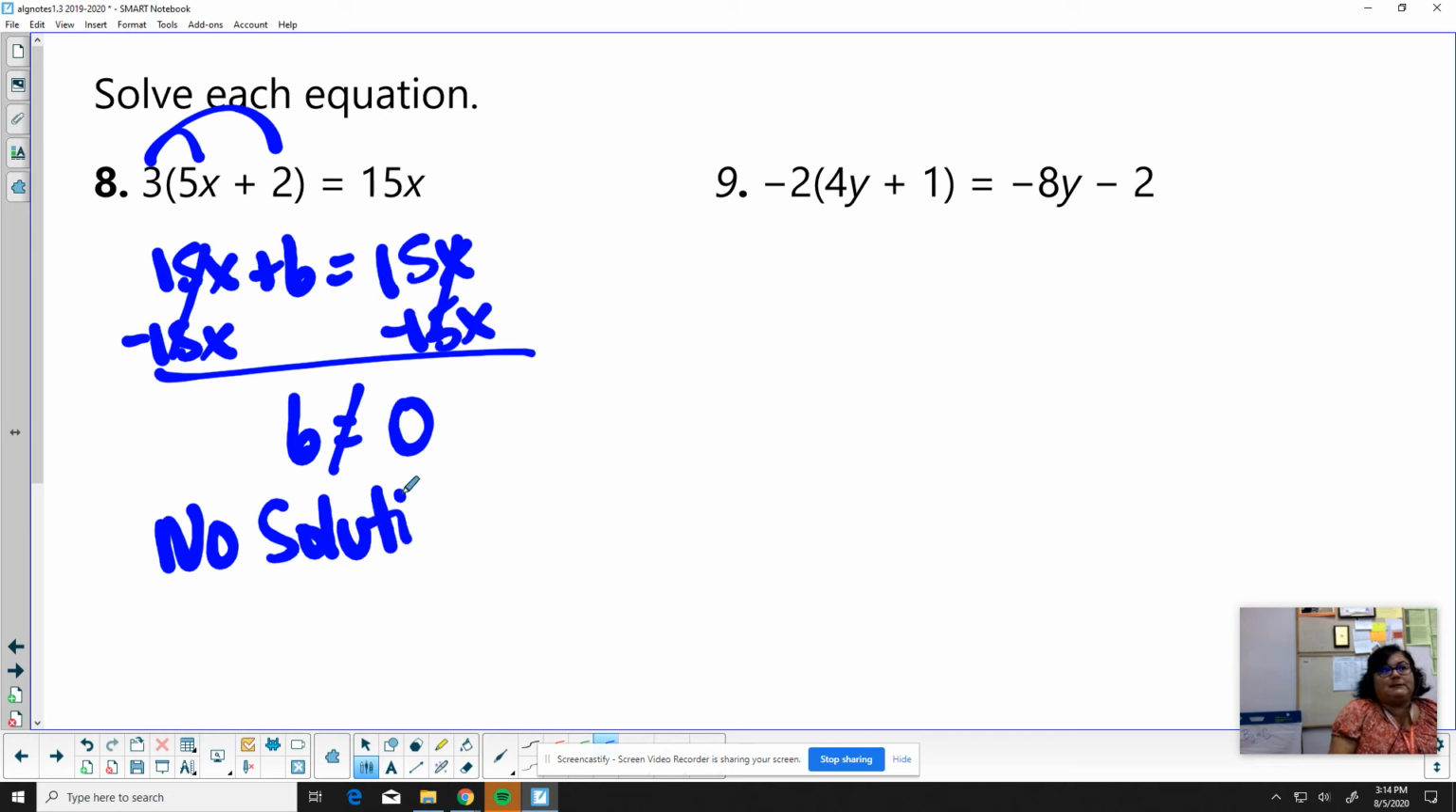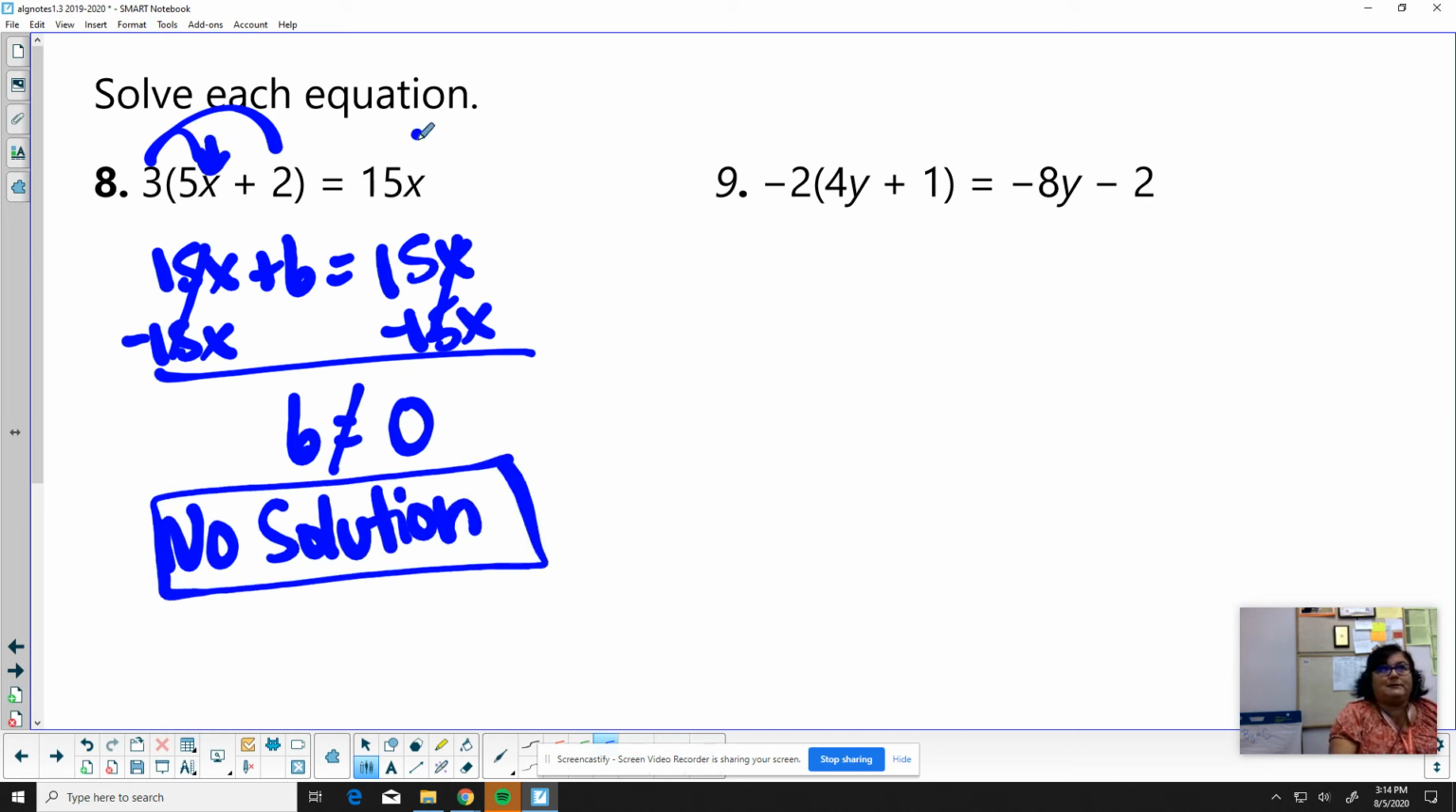And what that means is that there is no number that you can put in here for x that will make it true. Okay, there's no number that will work. And that's why the answer is no solution. So you know it's no solution or infinitely many when your x's cancel. You look to see what's left. Okay, let's do this other one.